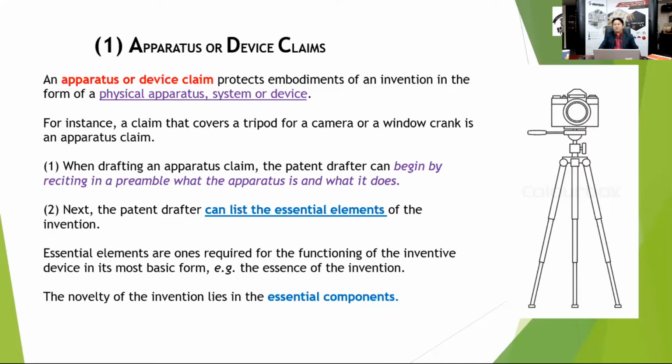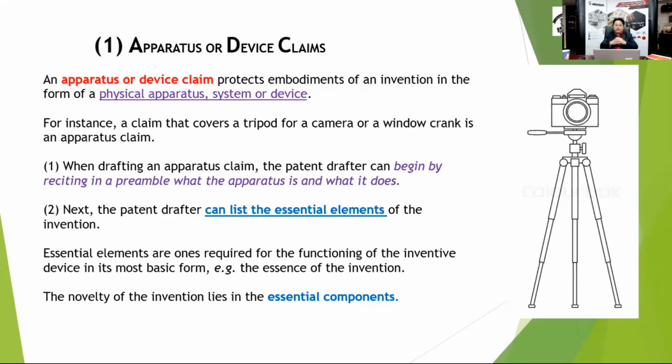A claim that covers a tripod for a camera. When drafting an apparatus claim, the patent drafter can begin by reciting in the preamble what the apparatus is or what it does. Then, of course, you will list down all the elements of the invention. Essential elements are the ones required for the functioning of the invention. Basically the essence. You need to write down the essence of the invention, the most important, essential parts, because without these, you cannot perform the apparatus.